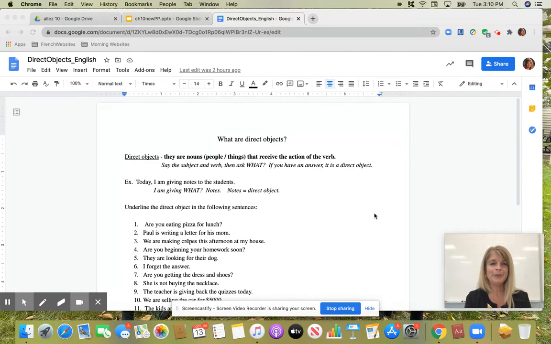Let's get started. So what are direct objects? We need to start in English to make sure that we understand what a direct object is and how to find it in the sentence. As you look with me on your packet, direct objects are nouns, people or things that receive the action of the verb. If you can repeat the subject and the verb, then ask what, and you have an answer, that is the direct object.